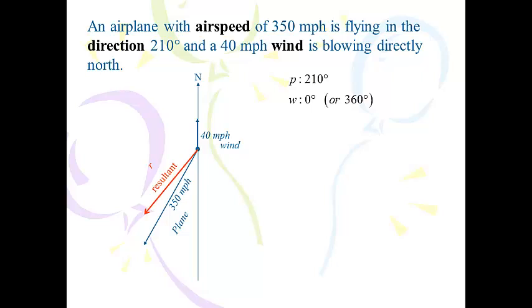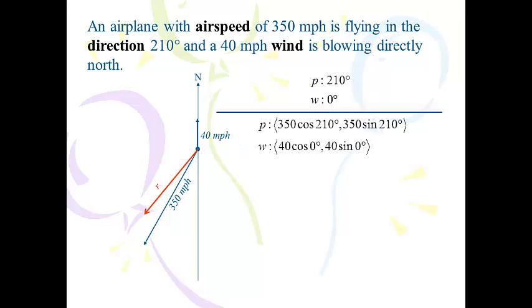The wind, I stuck that in there. You can kind of see where it's going straight north there, at 0 degrees or 360. I'm going to use 0, but you could certainly use 360 degrees if you wanted to. They both represent due north. Now, the resultant is going to be there between the two. I'm not actually sure where it's at, but it's going to be somewhere between the plane and the wind.